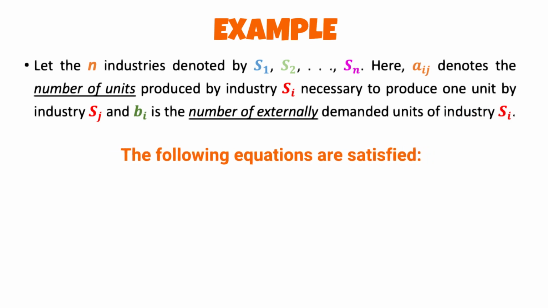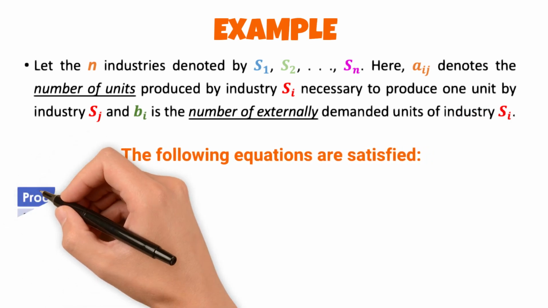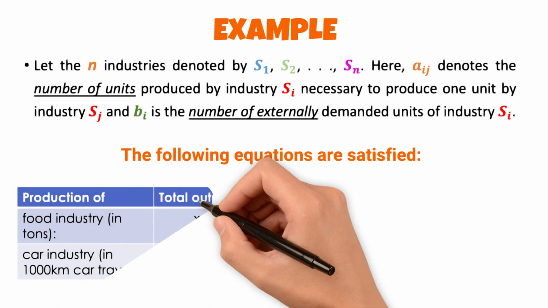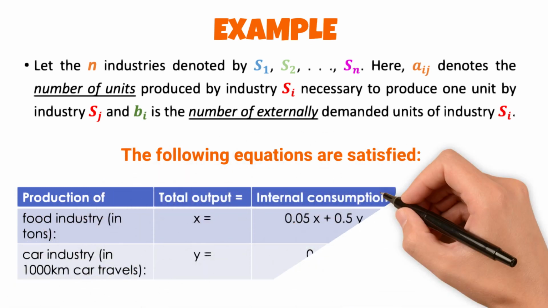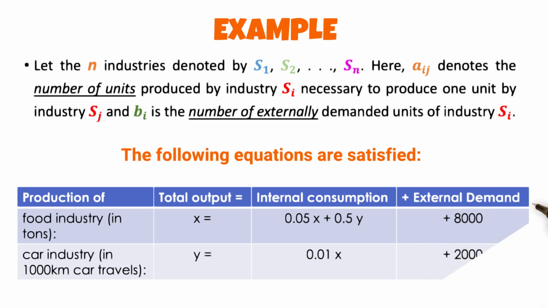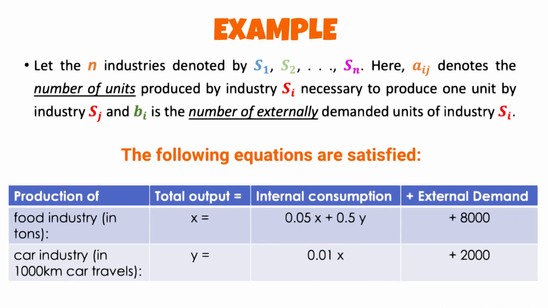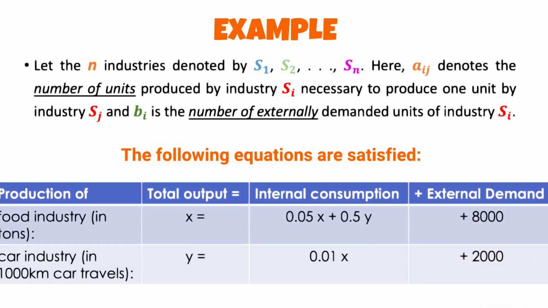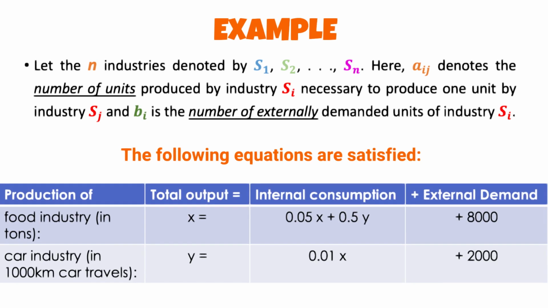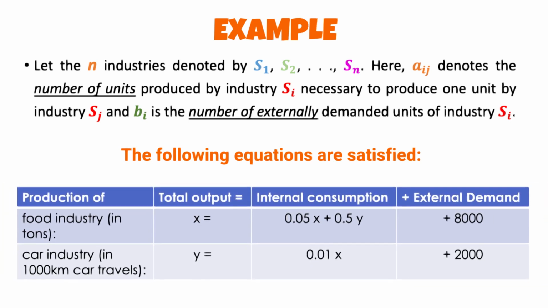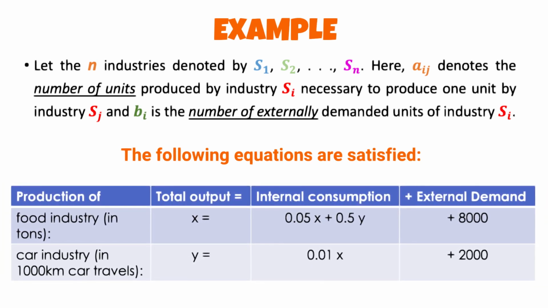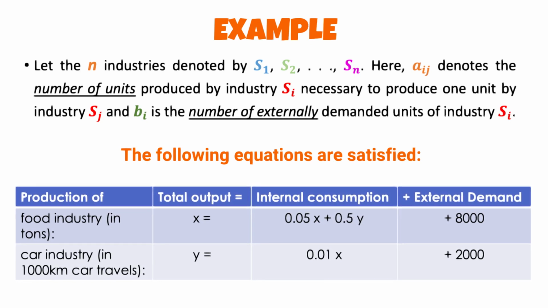In this case, the total output is X equals 0.05X plus 0.5Y plus the external demand, which is 8,000. And for the car industry, it is Y equals 0.01X plus the external demand, which is 2,000.